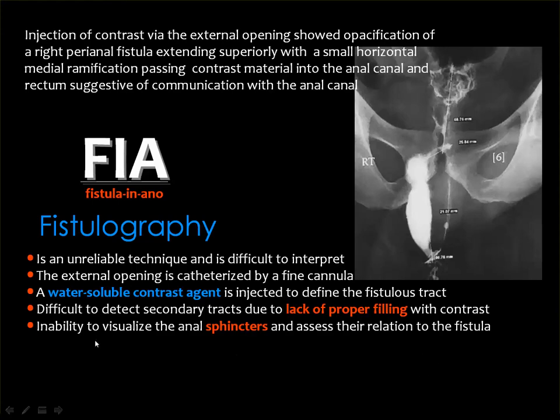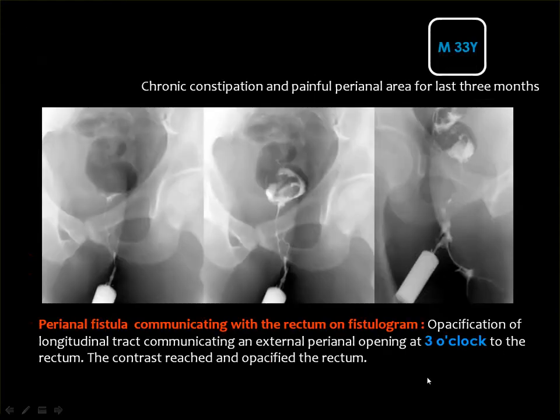It also cannot identify the relation of the fistula to the sphincters, whether it is intersphincteric or transsphincteric, and so on. Then we used to put a marker on the skin where the fistulous opening is present. Then we introduce a soft rubber or plastic cannula into the external opening, injecting contrast material, and you can see the connection of the fistulous tract to the anal canal at the 3 o'clock position, with delineation of the anal canal and rectum above.